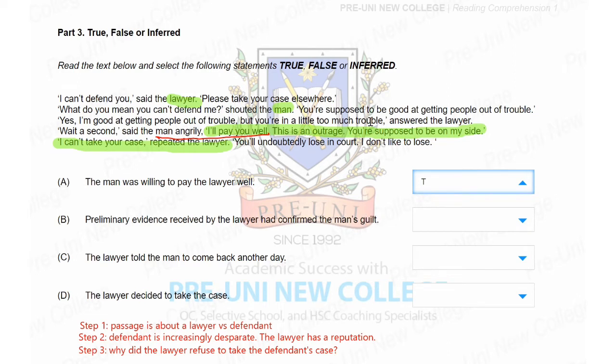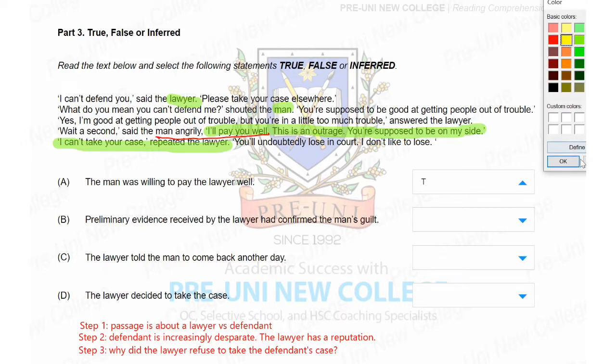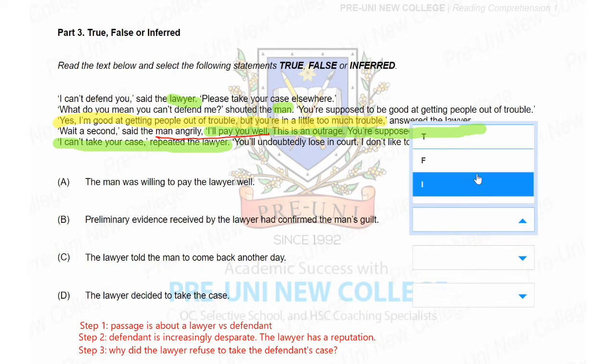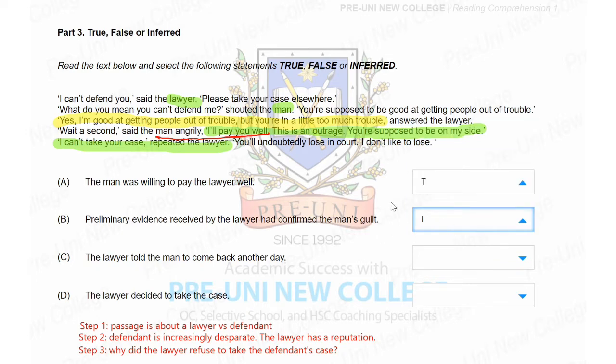Now, in this passage, was there anything about confirming guilt? No, there wasn't. However, we do read about why the lawyer actually didn't want to be part of this case. And the fact is, he reckons this man is in a little too much trouble, even if he's good at getting people out of trouble. So even though it's not directly told to us, we can conclude that this man is probably guilty and there's just no way you can help him, which is why this is going to be an inference. Hopefully you can see the difference between statement B, which was inferred, and statement A, which was directly true.